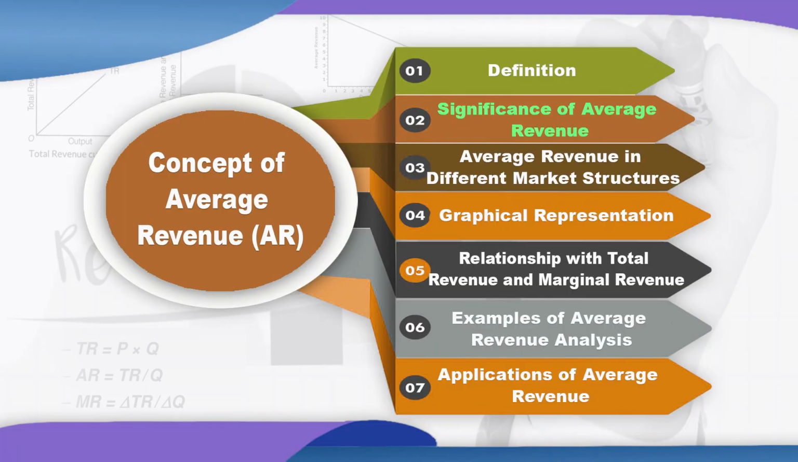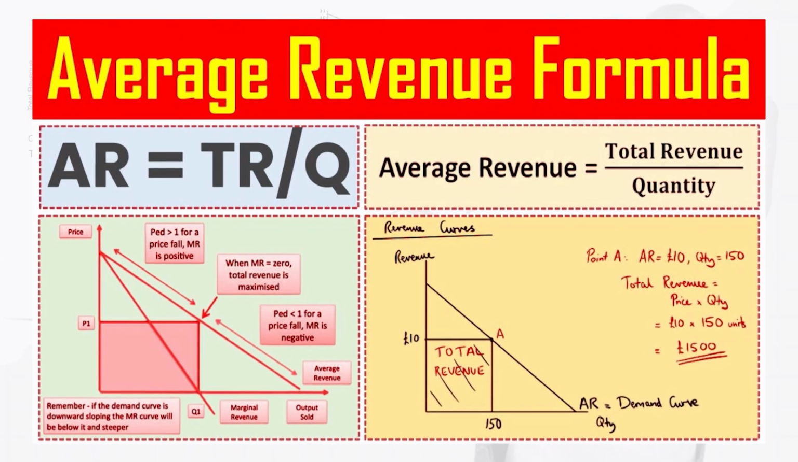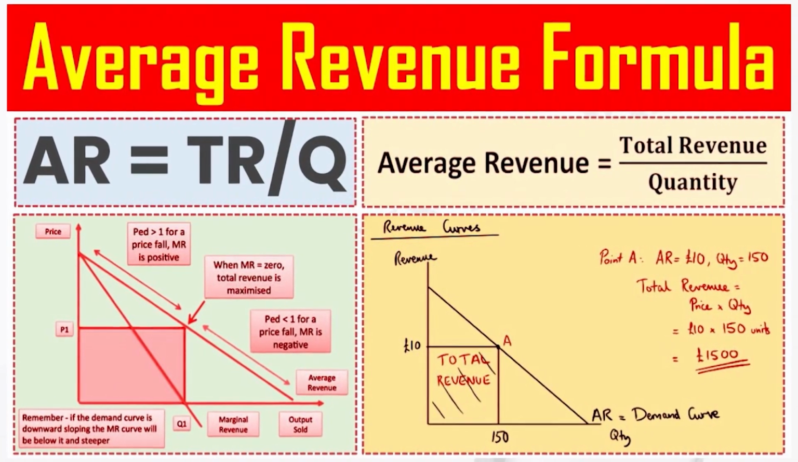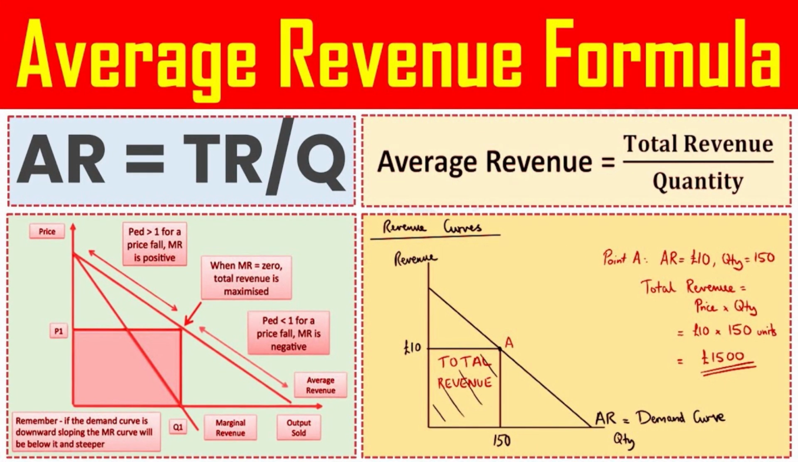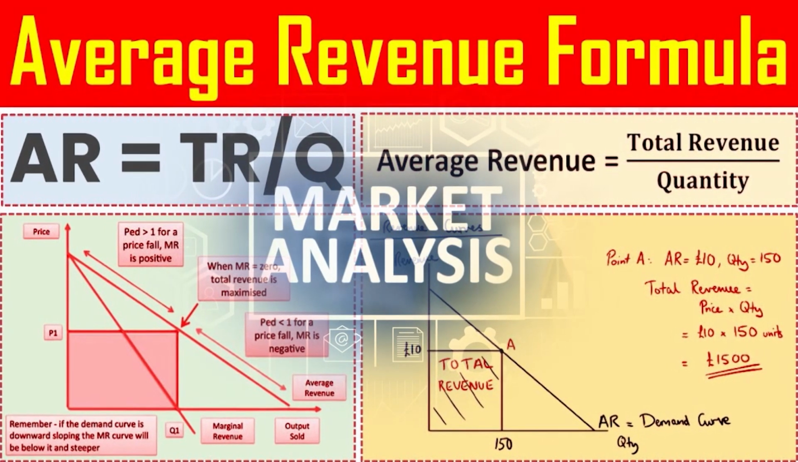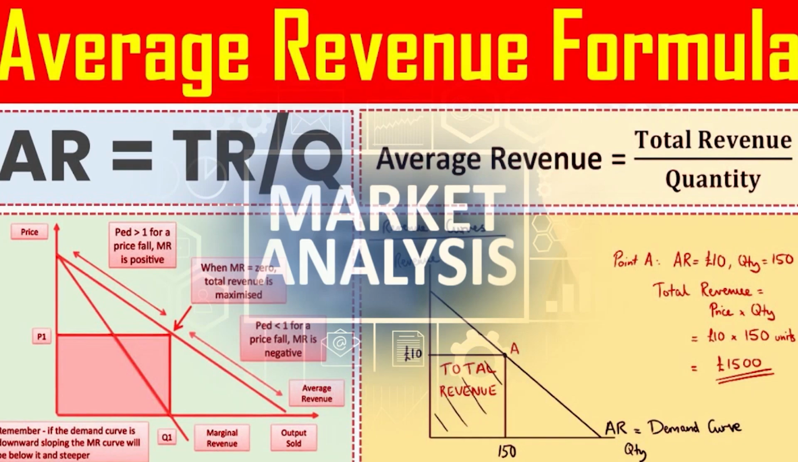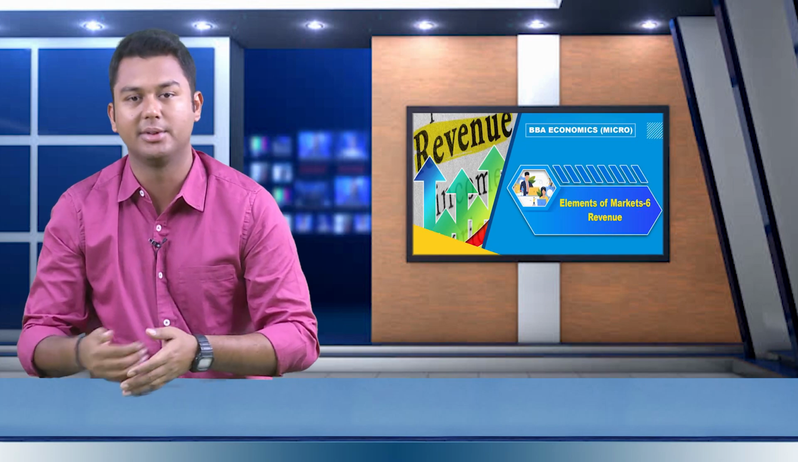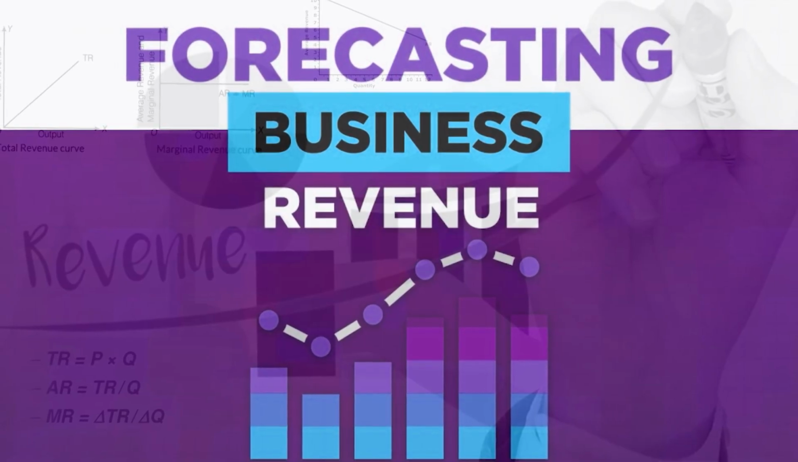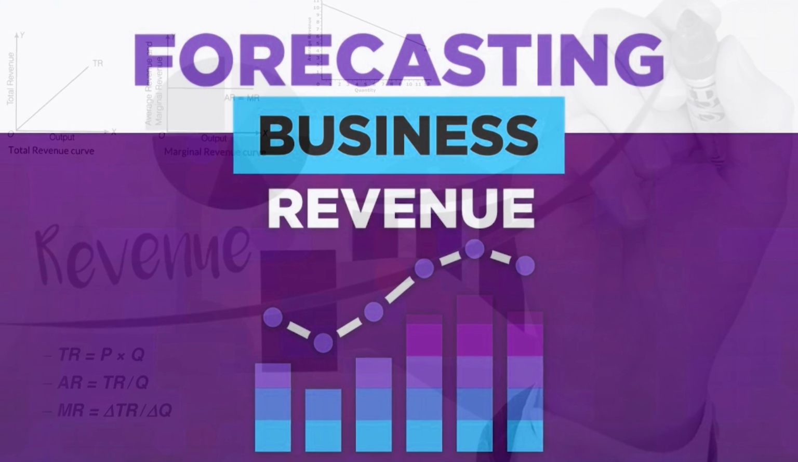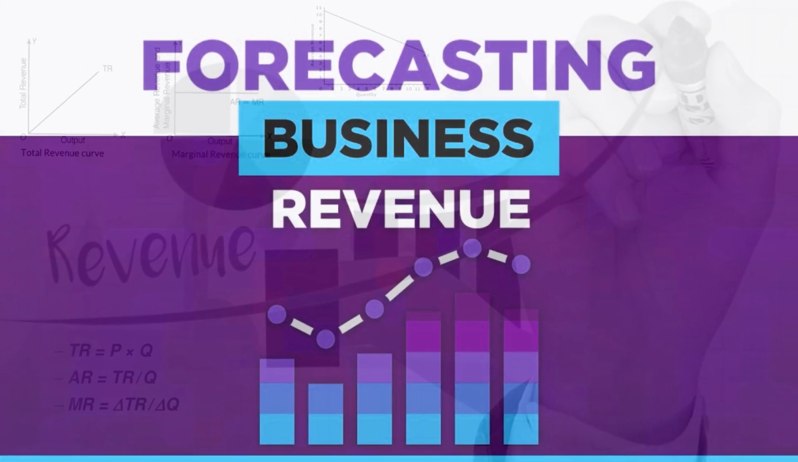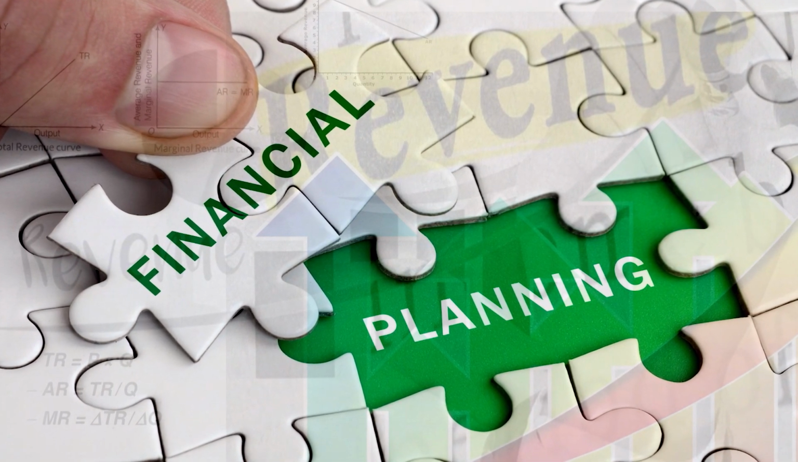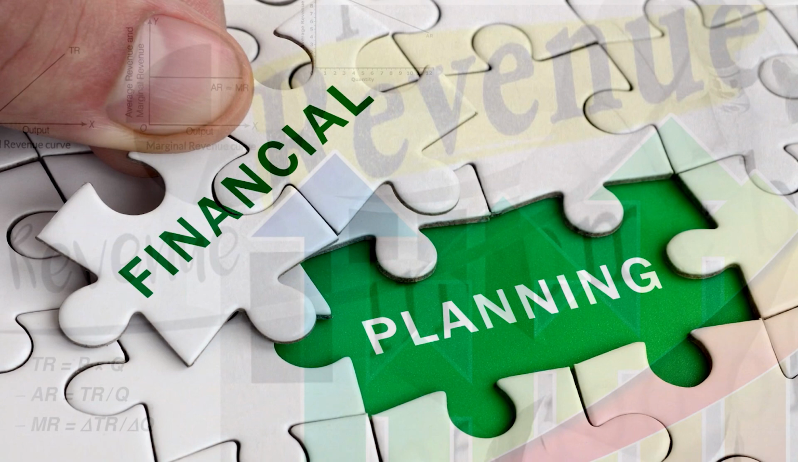Let us look at the significance of average revenue. So, AR helps firms understand how much revenue they earn on average from each unit sold, which is crucial for setting prices. It is used to analyze the market demand and consumer behavior as well. It reflects how change in price affects revenue per unit. By knowing AR, firms can forecast future revenue based on expected sales volume. AR is used in financial planning and analysis to determine the profitability of different products or services.